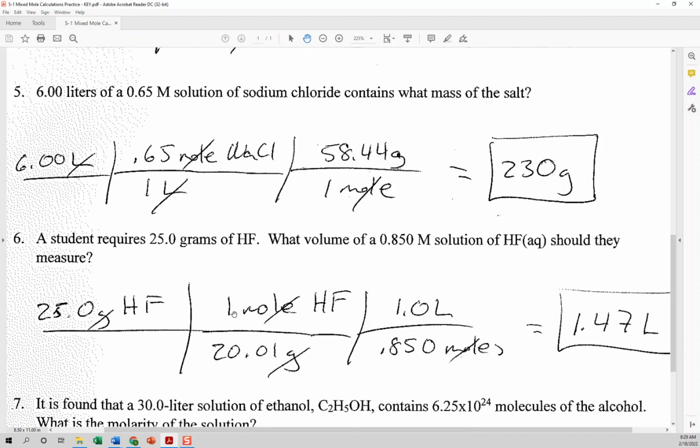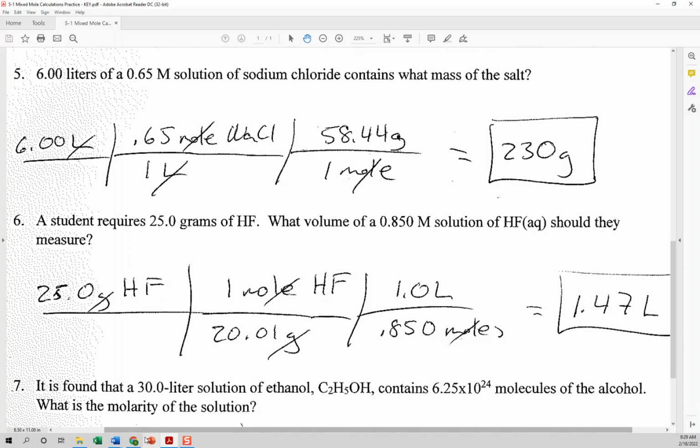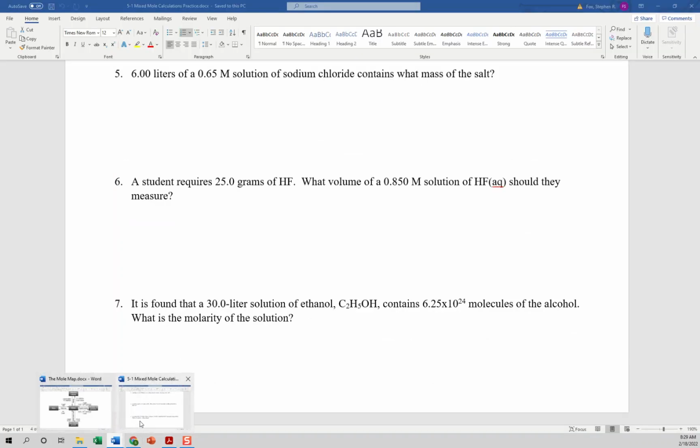Now, technically, I should put like 1.000 here to maintain significant figures, but you get the gist, okay? And then let's go to the last one.